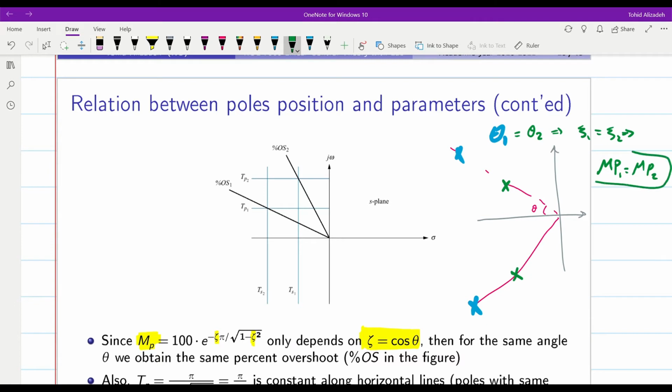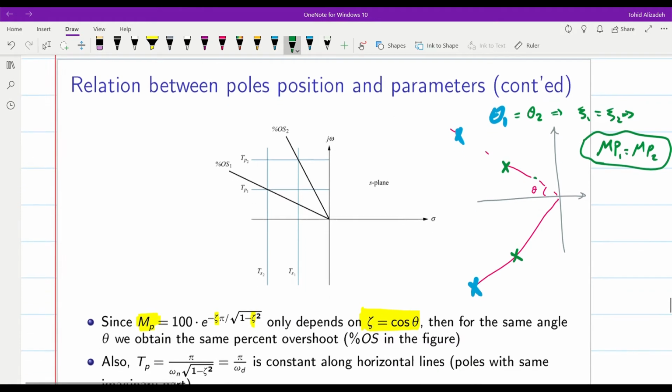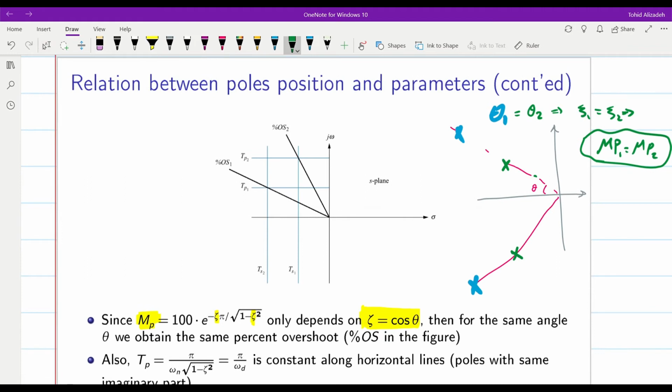Okay, so if you have two second order systems which have the same value for zeta, or they have the same value for this angle theta, they will have the same overshoot. And you can see it here. So if I have systems with the poles on this, let's say, line, all of them will have the same overshoot. Or if I have systems with the poles on this line, all of them will have the same overshoot.